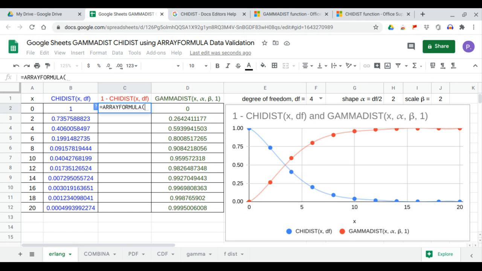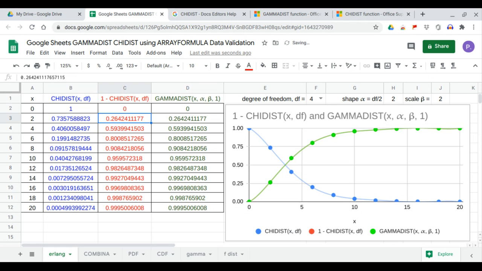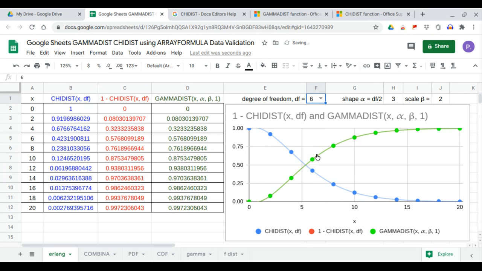Next, we generate the 1 minus CHIDIST. This is array formula. 1 minus CHIDIST. So here you have in red the 1 minus CHIDIST. And these values are exactly the same. They match each other because 1 minus CHIDIST equals GAMMADIST provided that alpha is the degree of freedom over 2 and beta equals 2. We can change our degree of freedom to 6. So we have these values.